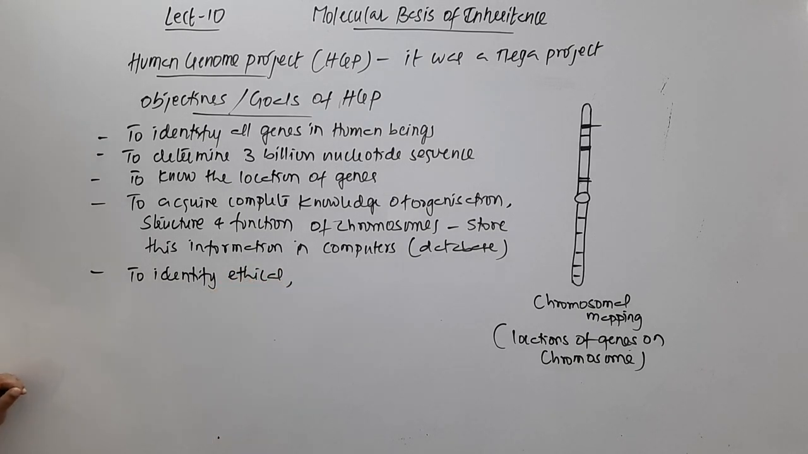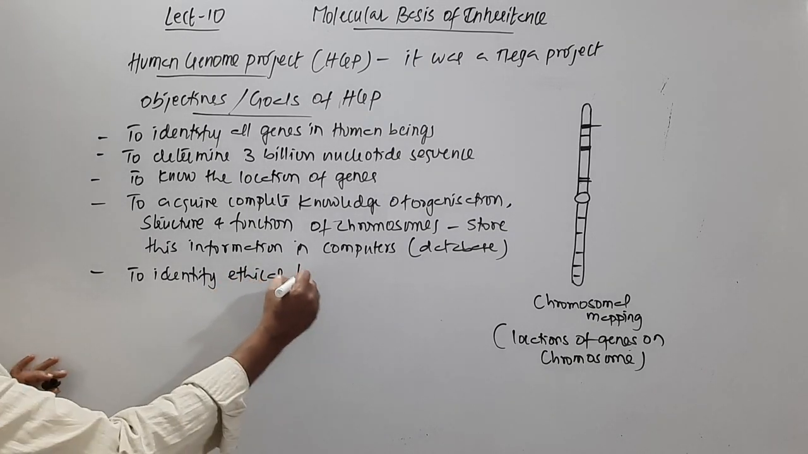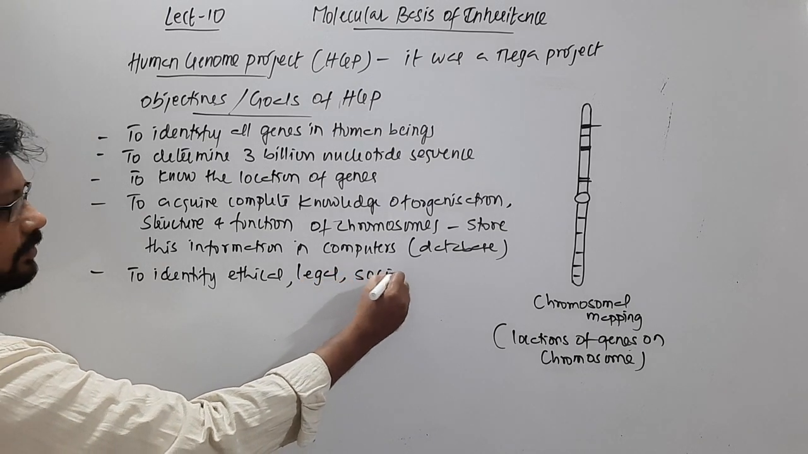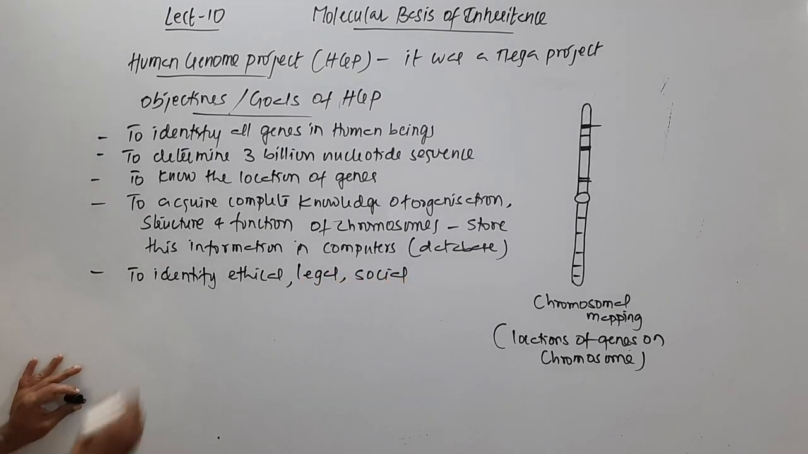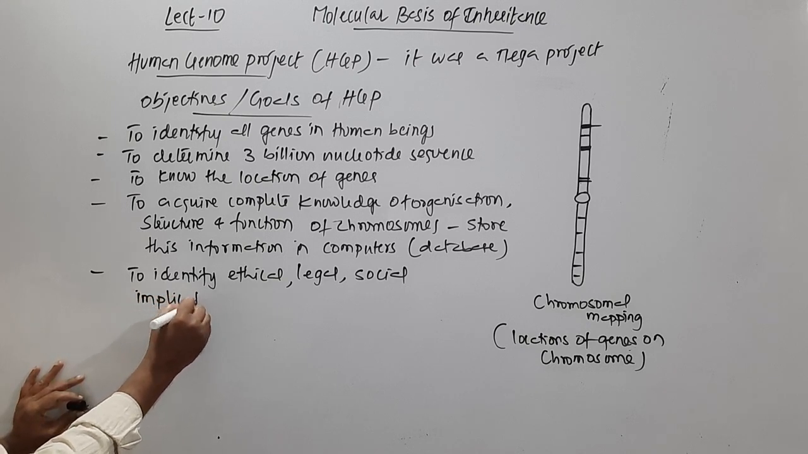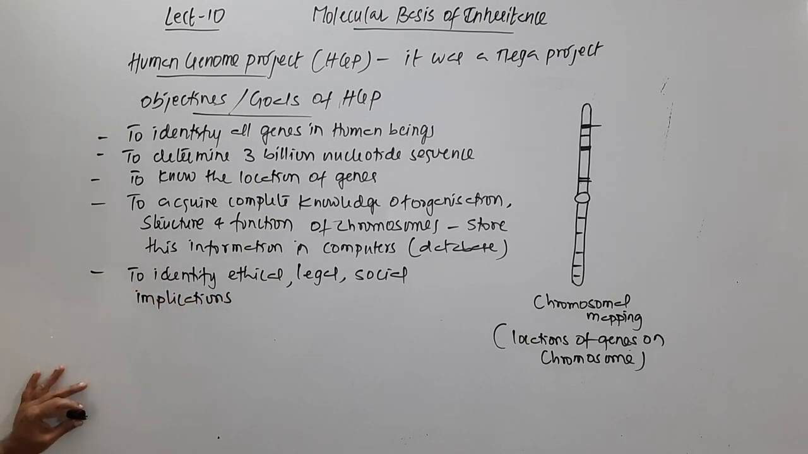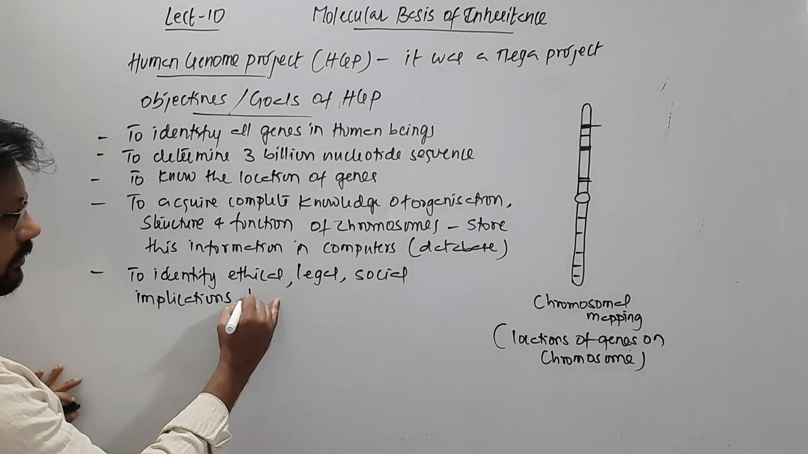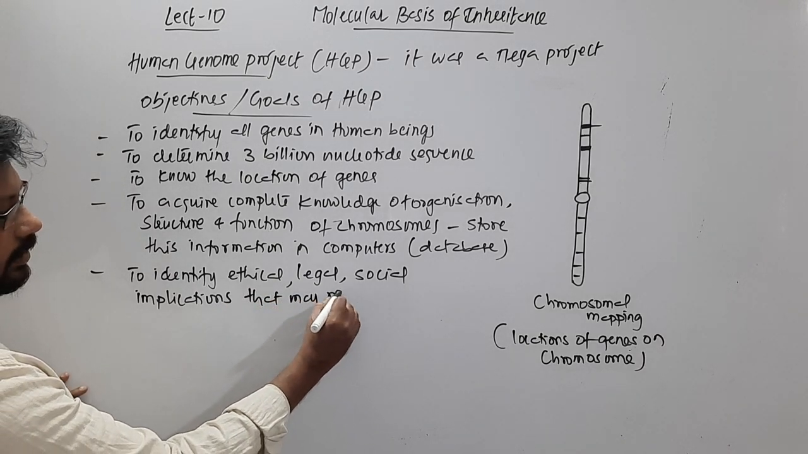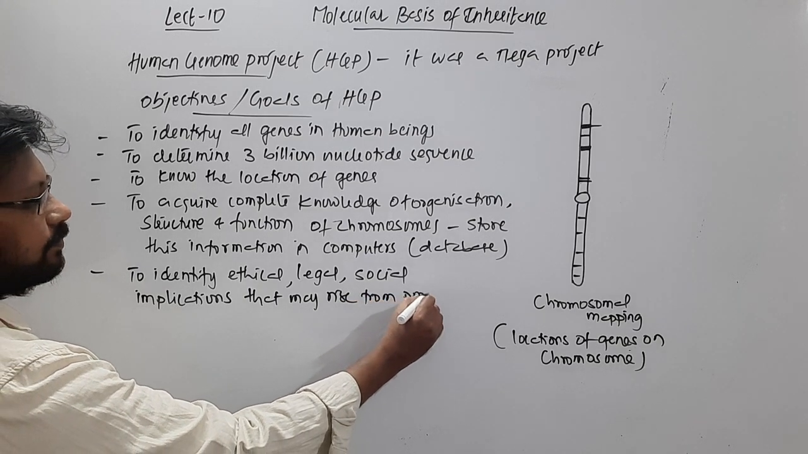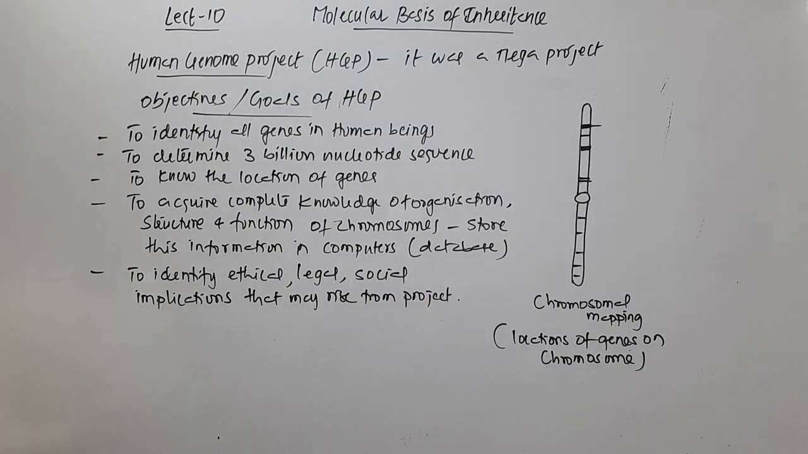And then to identify ethical, legal, and social implications. So to identify any legal, ethical or social implications that may rise from the project. So these are some of the objectives or goals of the Human Genome Project, right?